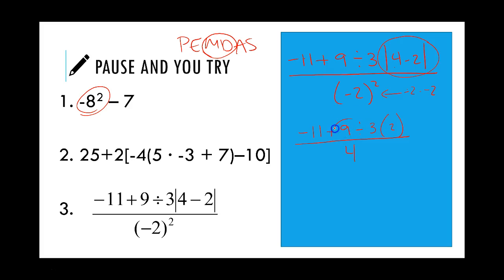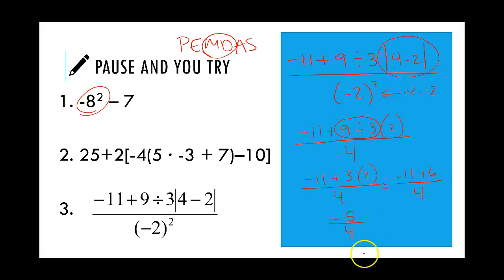So I actually need to do this first. So do negative 11, 9 divided by 3 is 3, times 2. And the 4 on bottom. So now I have negative 11 plus 6 over 4. Negative 11 plus 6 gives me a negative 5 over 4.